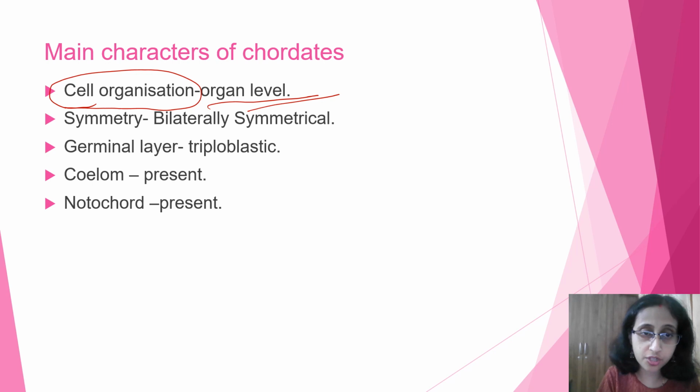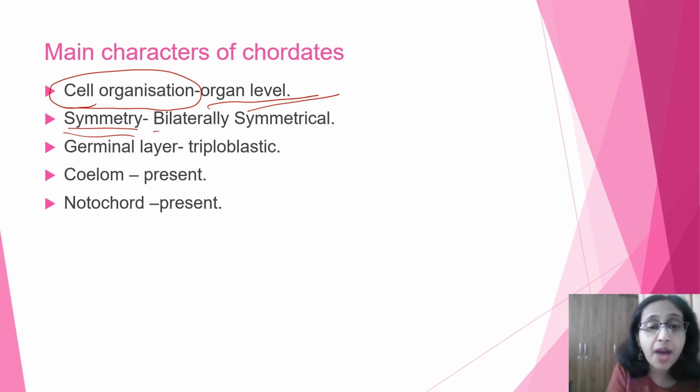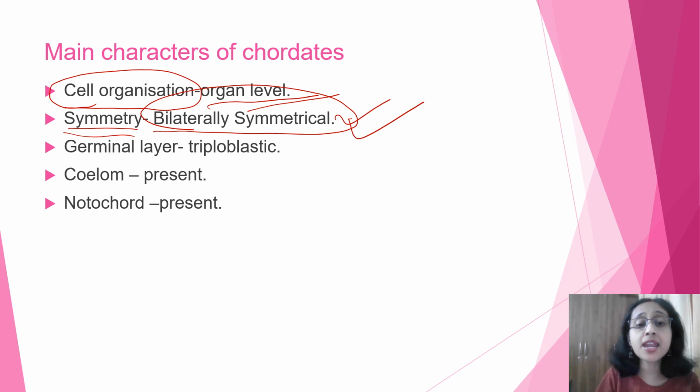Is it clear to all? Now symmetry: the body is bilaterally symmetrical. So what does it mean? If you cut the body through only one plane, it will give you two equal halves. That is called bilaterally symmetrical. Next comes the germinal layer. Germinal layer means that it is triploblastic.